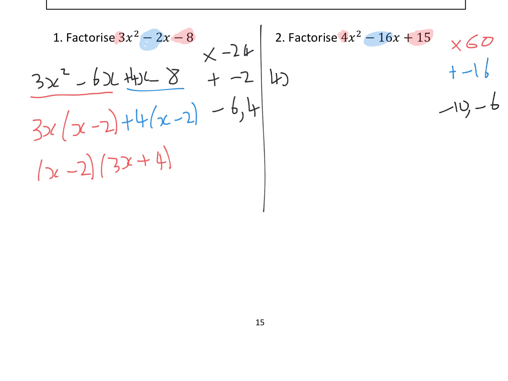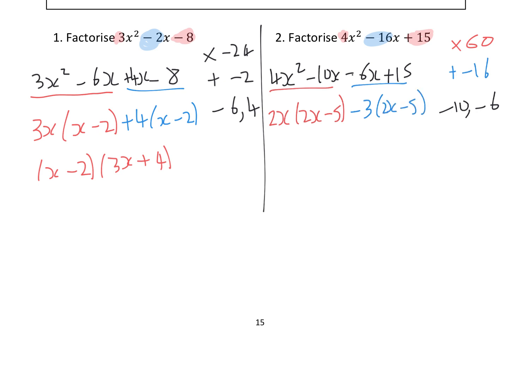So we've got 4x squared, take away 10x, take away 6x, and we add 15. We then factorize the first 2 terms. 2x is common, multiplied by 2x minus 5. And the last 2 terms, we've got minus 6x plus 15. Minus 3 is a common factor. That would be 2x minus 5. And that one's a bit tricky.